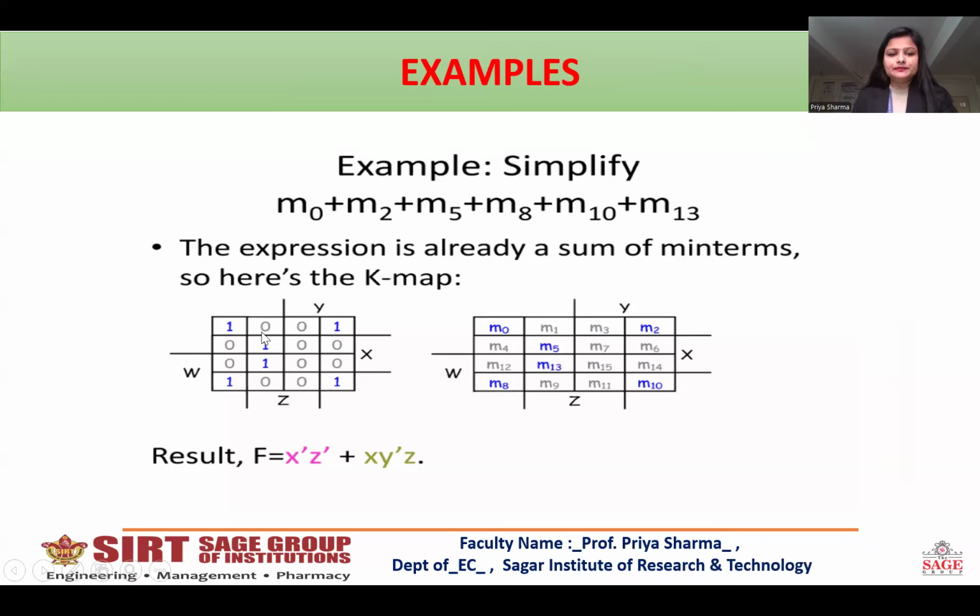After solving this, as you can see, the minterm for this will be x bar y bar z, and the minterm for this map rolling will be x bar z bar.